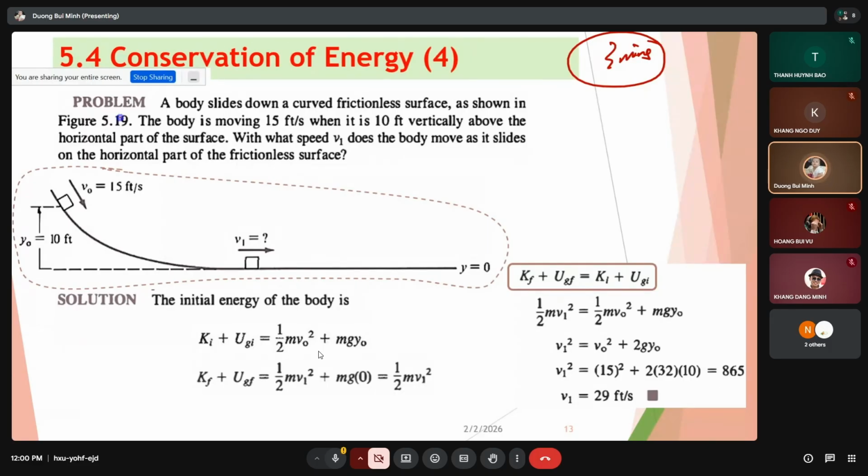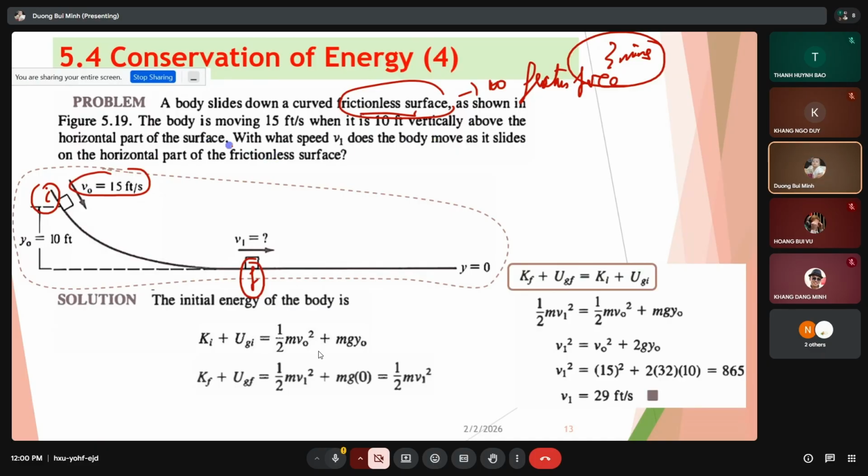We have the object sliding down a curved frictionless surface. The body is moving at 15 feet per second when it is 10 feet vertically above the horizontal part of the surface. That means at the beginning, this is the initial position, and this is the final position. Frictionless means no friction force.